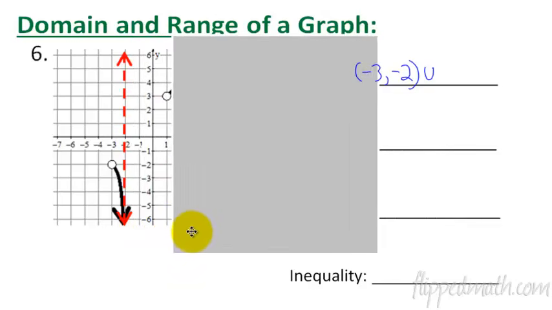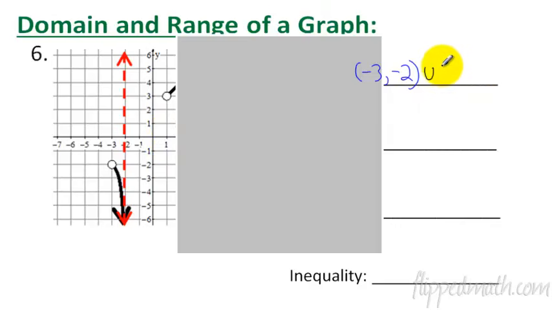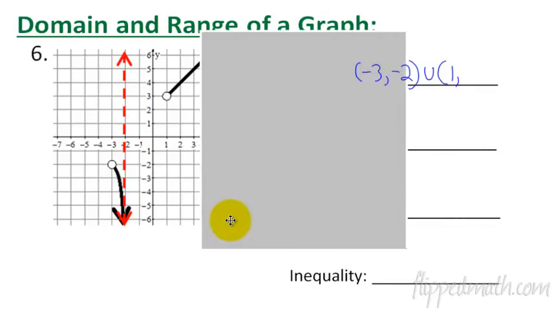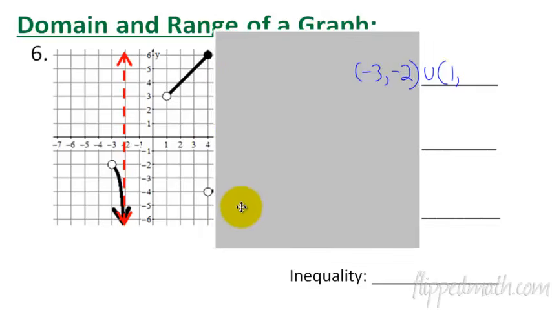When does it pick up again? It picks up right there at an x value of 1. So we're going to say it restarts at 1. It's an open circle. And then it continues until we get to what value? A value of 4.